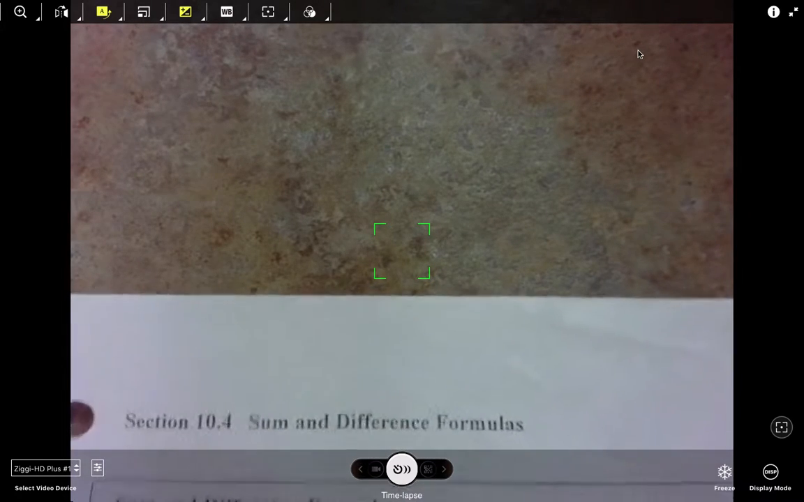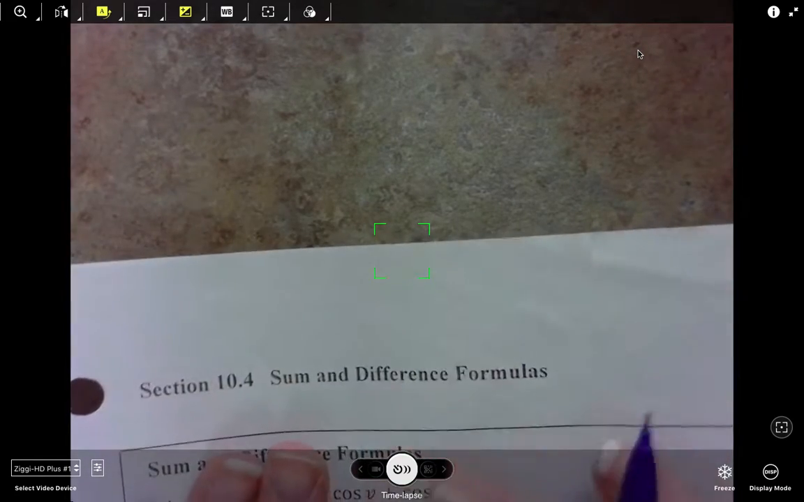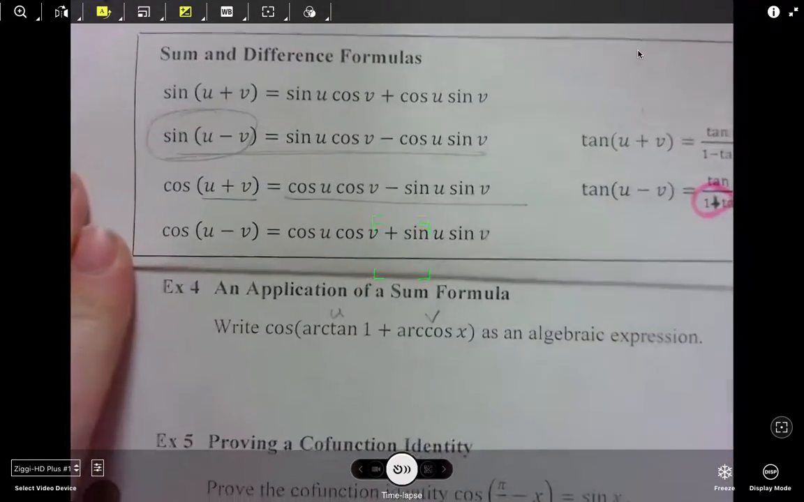Let's see if I can fold this paper here. I should just use the one on my unit circle, but I'm not going to. There we go. Let's see if we can get this to work. There we go. All right.